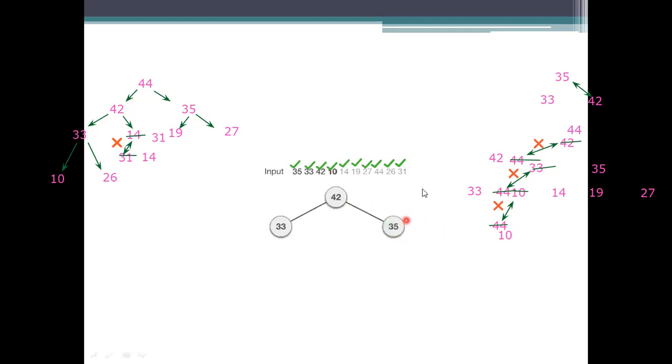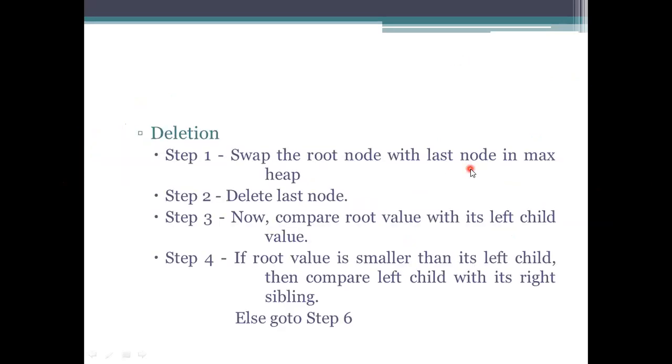So coming to the next one, let me clear this. So deletion, as I told, will be in the same order. First, how I am going to process here is swap the root node with the last node in the maximum heap, and then delete the last node. Why? Because we can't delete the root node directly. We need to swap the values here, and we need to delete the last node.